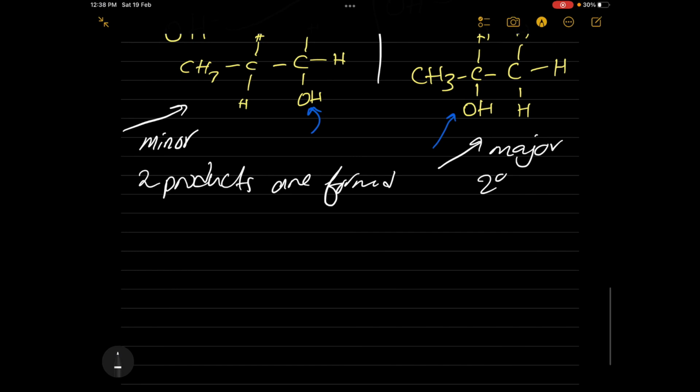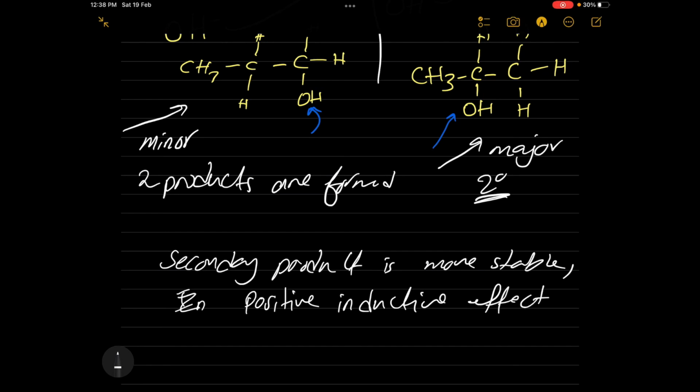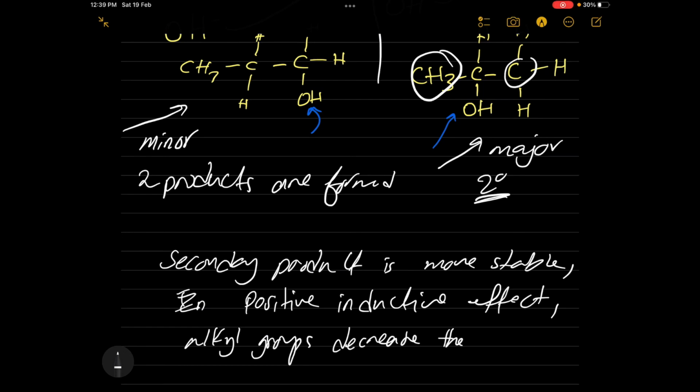And the reason behind it is that the secondary product is more stable, because it comes from the secondary carbocation, and due to something called the positive inductive effect, because the alkyl groups, I mean these alkyl groups that are around the carbocation, decrease the charge on the carbocation. And that's why you will have two products.